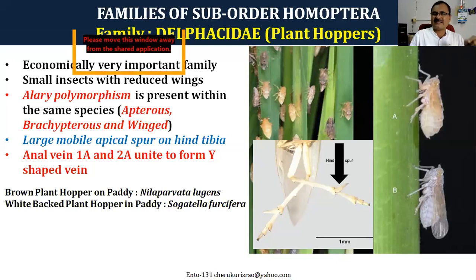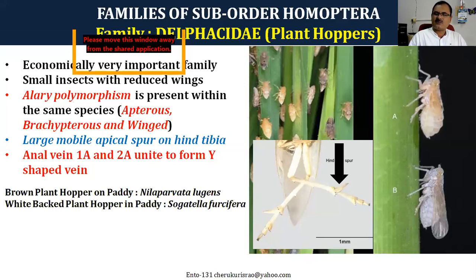But in this case, the insects coming under family Delphacidae, the plant hoppers, you can find even in the adults a kind of alary polymorphism. It means some are winged, some are wingless. Like if you remember when we had a discussion about the termites: apterous, brachypterous, and macropterous. So some are winged, some are wingless, and some have wing-like structures, brachypterous. So this kind of alary polymorphism can be very easily seen in these Delphacids.